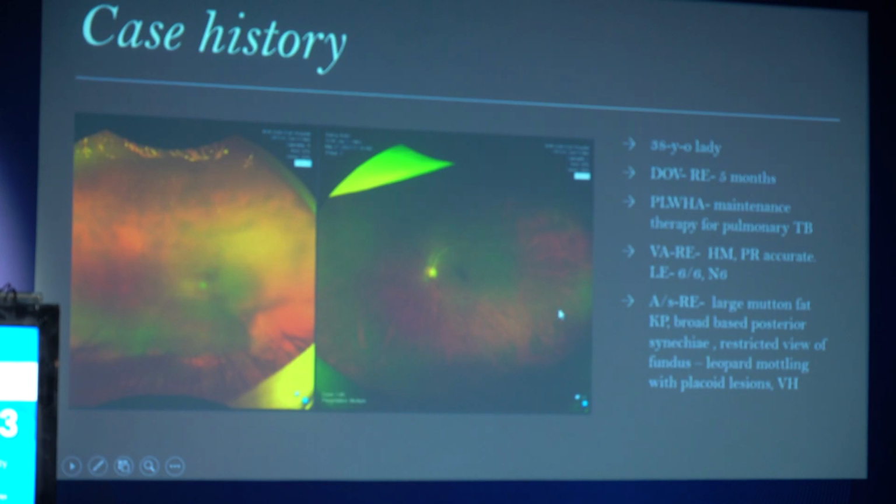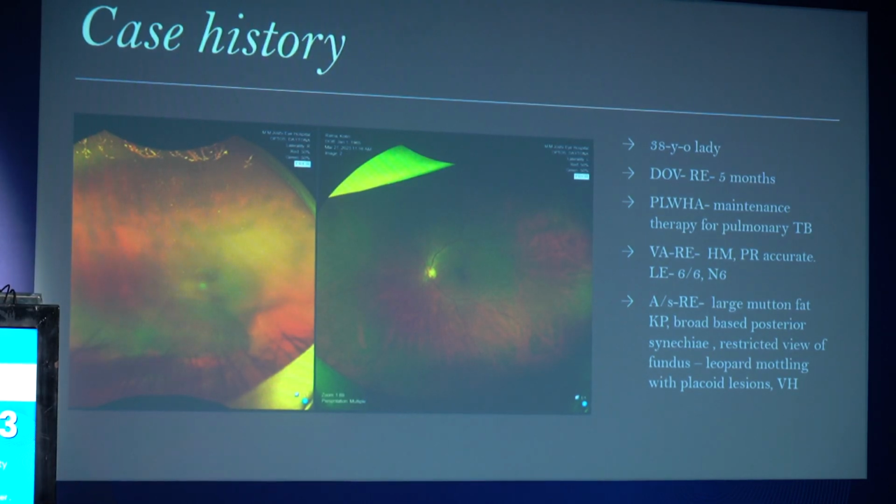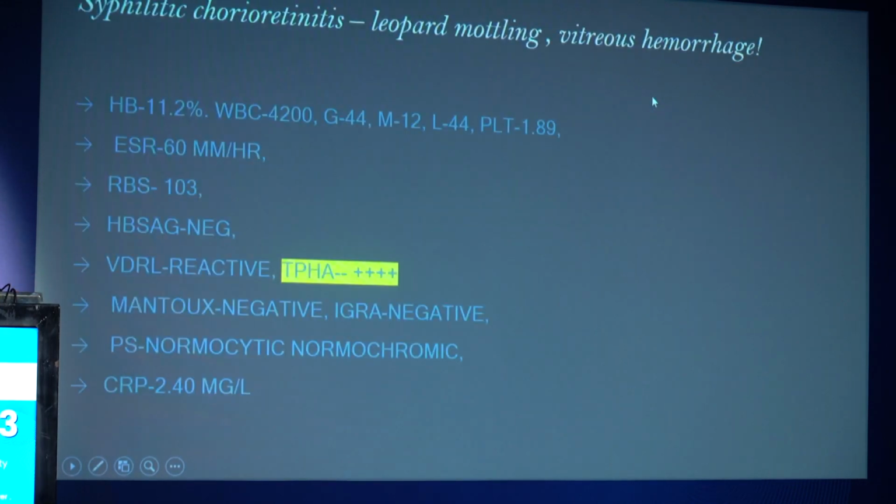This is a very interesting case of a 38-year-old woman with diminished vision in the right eye for 5 months. She's a person living with HIV/AIDS on maintenance therapy for pulmonary tuberculosis. Vision in the right eye was hand movements, and left eye was absolutely normal. And the right eye had large mutton fat KP and broad base posterior synechiae with very restricted view of the fundus.